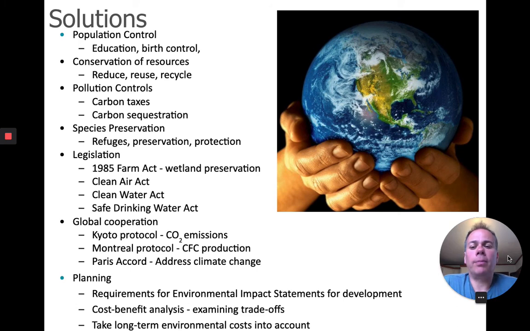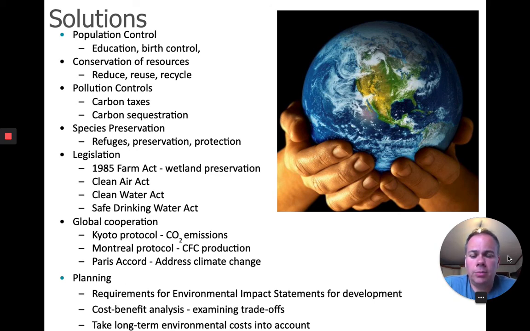Also, global cooperation is important because most of these problems are not just isolated to one single country. Climate change is a problem for the entire world, and all countries are contributing to it. So we need agreements between countries to limit fossil fuel use, limit carbon dioxide production, etc. And there have been attempts at this. The Kyoto Protocol was one of the first, and then the Montreal Protocol. The Paris Accord is an important one. That's one of the most recent agreements between countries throughout the world to help try to limit the effects of climate change, help limit the production of carbon dioxide.